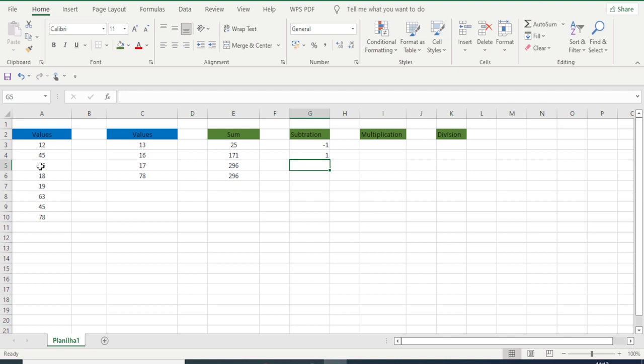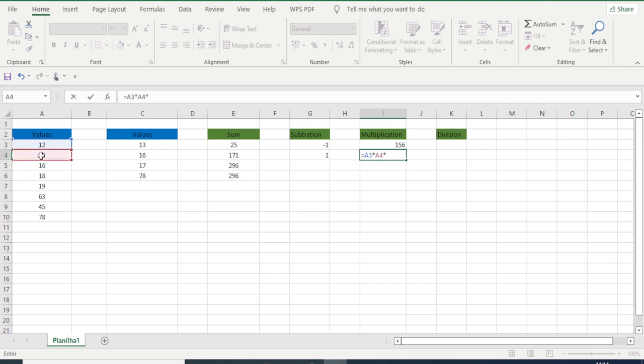In multiplication we use the asterisk for the multiplication formulas. Example 1: equals A3 times C3, multiplies the contents of cells A3 and C3. Example 2: equals A3 times A4 times A5 times A6 times A7 times A8 times A9 times A10, multiplies the contents of cells A3 to A10.